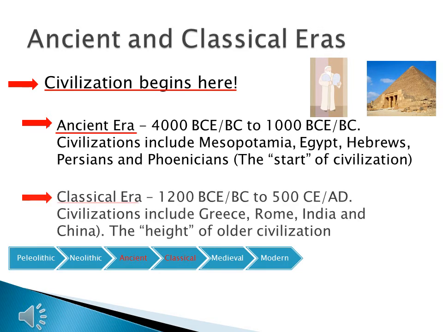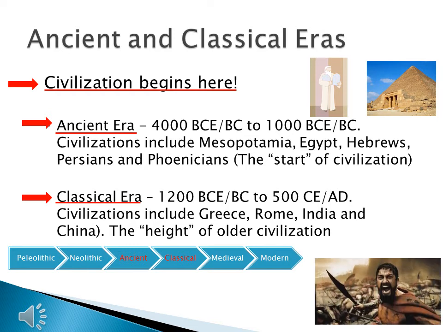Our classical era civilizations are from 1200 BCE to 500 CE. So this crosses between the BC AD big split. These are places like Greece, Rome, India, and China, and this is the height of the older civilizations, and also the beginning of the end for these civilizations. Go to the next slide.